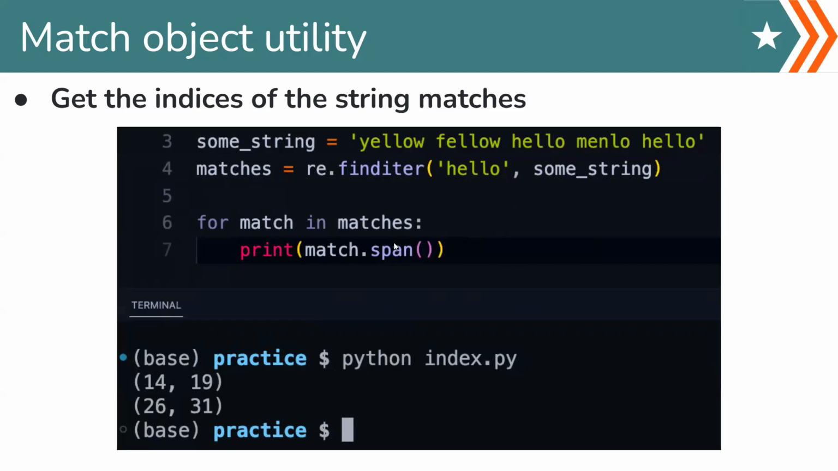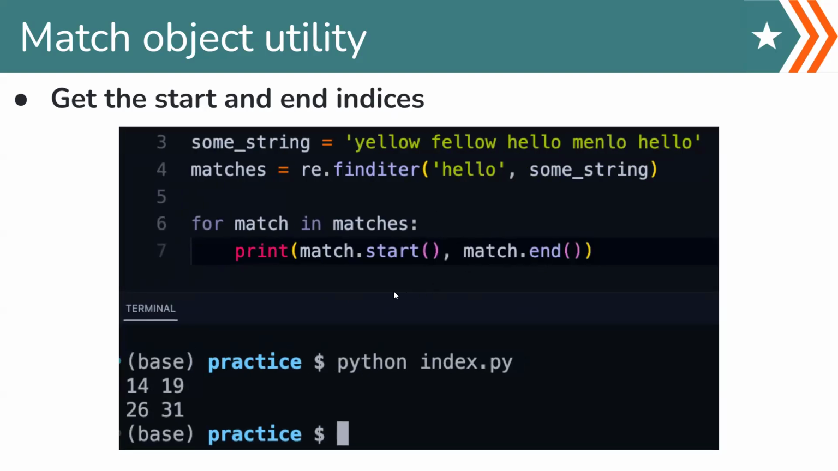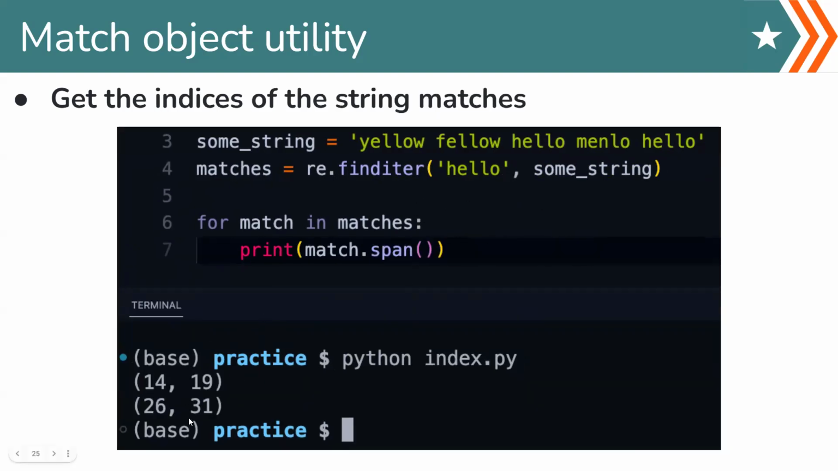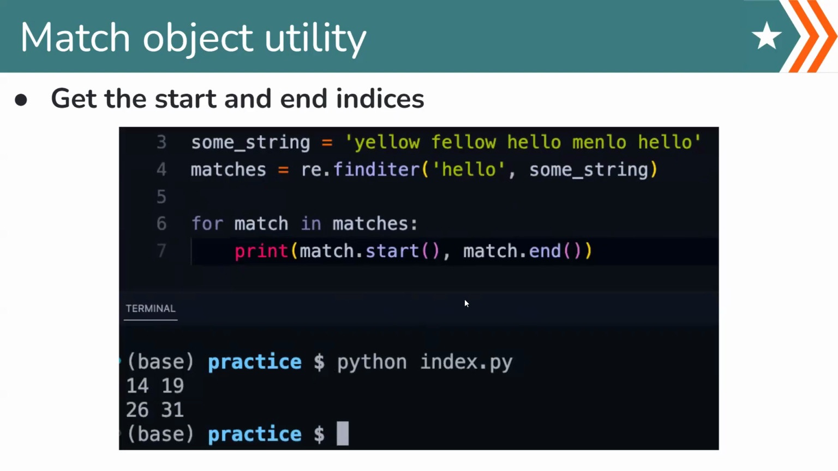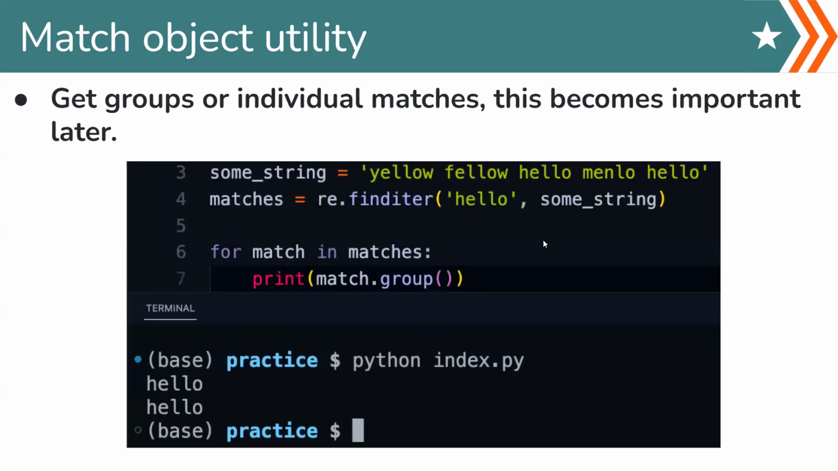So .span consists of a start and an end. It returns the start and end of the span. If you don't want the whole span, you can just put .start and you'll get where it starts, right? So you can specify both. You can say .group as well, as we saw already.